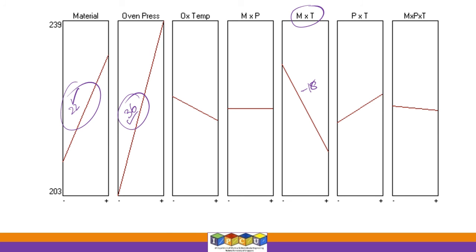And the other effects: zero effect for materials times pressure, a small positive effect for P times T, -5 for oxidation temperature, I think, and -1 for the MPT effect. So all of this can be shown diagrammatically like this. People, when they look at it, will understand which is a bigger effect, which is a positive effect, and things like that. So this is another way of representing the answers.